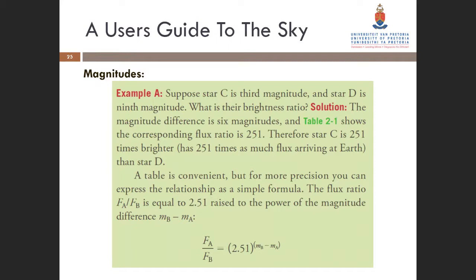So how do we get the magnitude difference? Right here in this example, the magnitude is given to us. Star C is third magnitude and star D is ninth magnitude. So it is as easy as going 9 minus 3. If you plug this into the formula, then we will get our 251 again. Yes, a magnitude difference of 6.